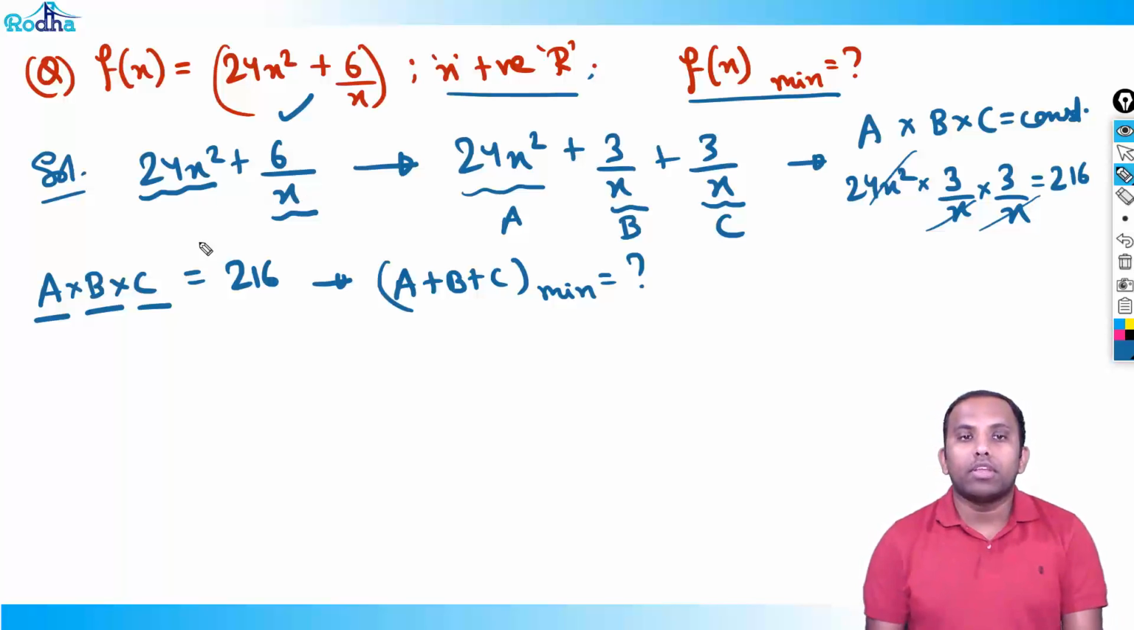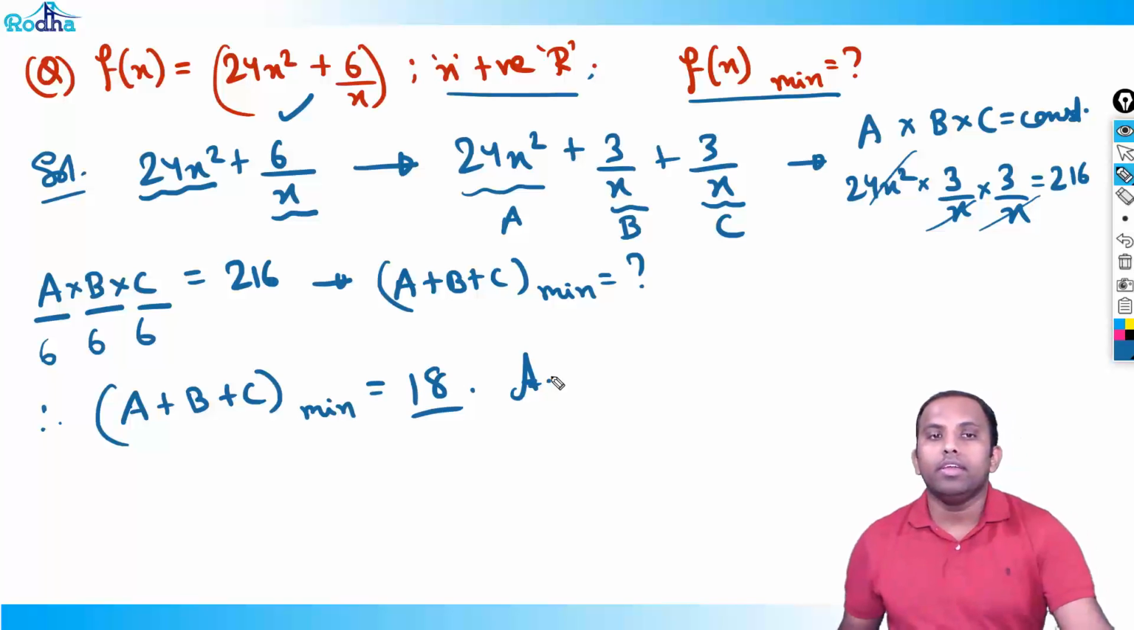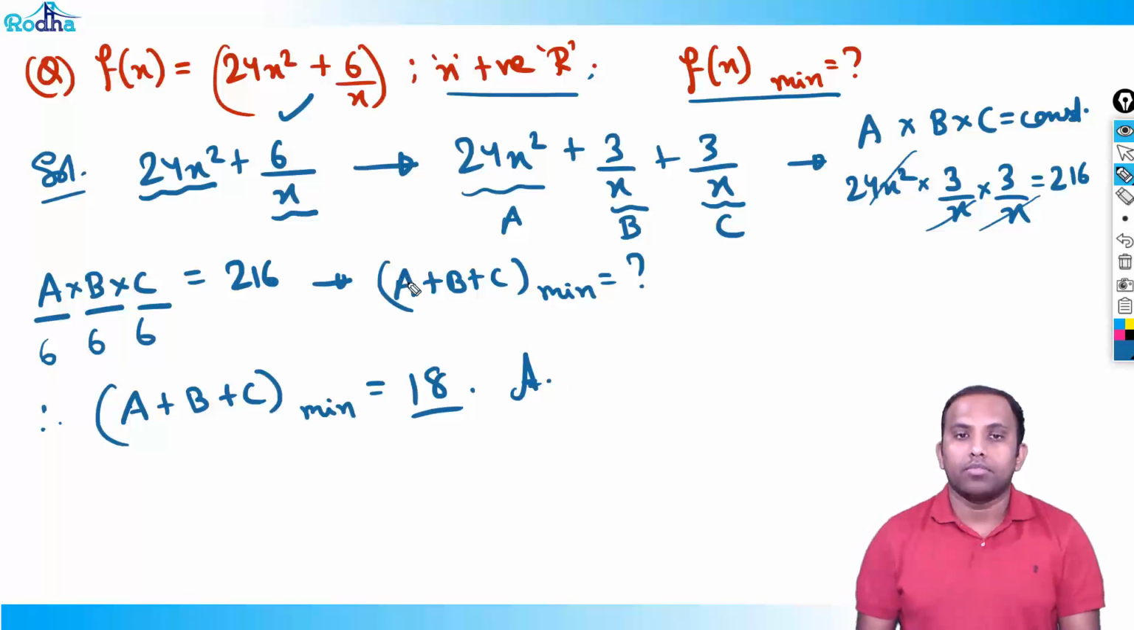So a into b into c is 216. So what is the minimum value of a plus b plus c? The minimum value of a plus b plus c will occur when the numbers are equal or as close as possible. It can be equal because 6 and 6 and 6 will satisfy. Therefore, the a plus b plus c minimum value will be 18. So 18 is the minimum value. This is the answer, right?